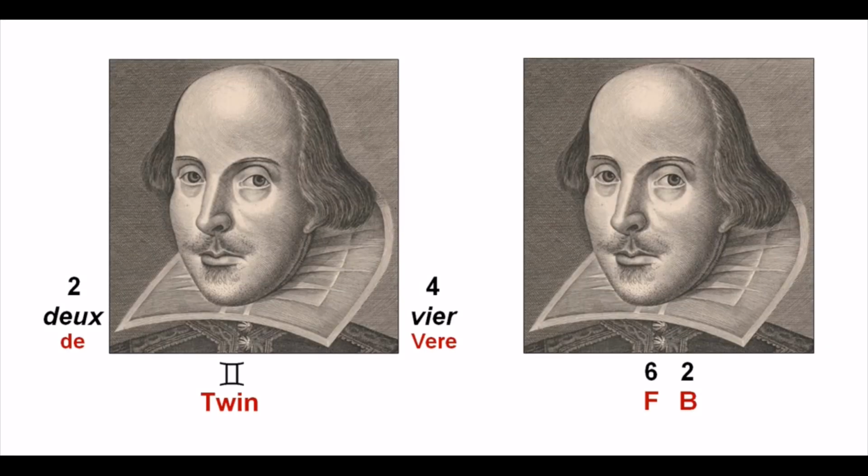Read one way, we get De Vere with a symbol for twin. Read another way, and we get the letters FB. There are different ways that the lines can be counted, but I think it's a strange coincidence that the leading contenders for the name William Shakespeare are Edward de Vere and Francis Bacon, and by counting the lines in Shakespeare's collar, we can find hints to both of their names.